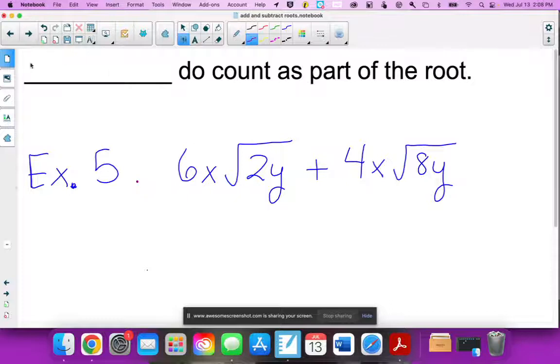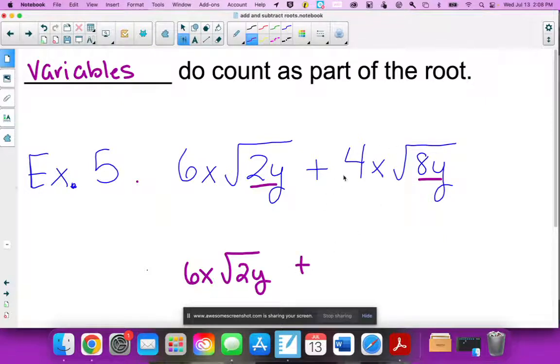Okay, so please remember, as I stated, the variables do count as part of the root, and they must match in order for this to work. So do my radicals match? 2y and 8y. Those don't match. Yes, they both have a y, but this has got a 2 and this one's got an 8. So that's not a match. So I need to simplify this one to see if I can get it to match. Okay, so this one's done. We're good. 6x times the square root of 2y.